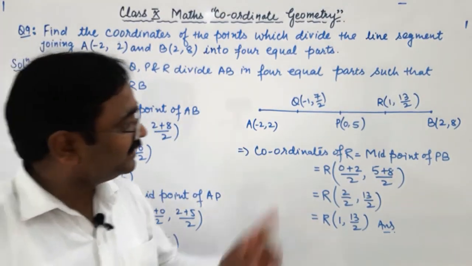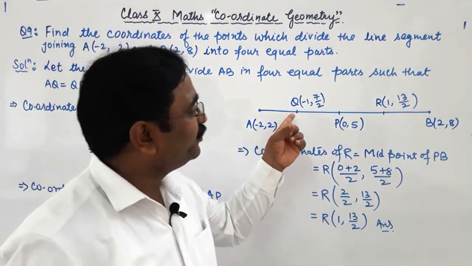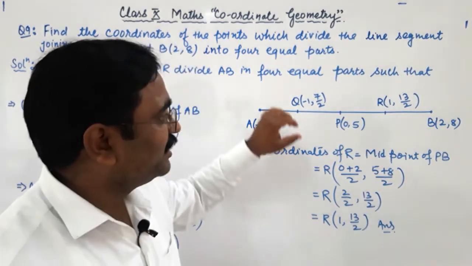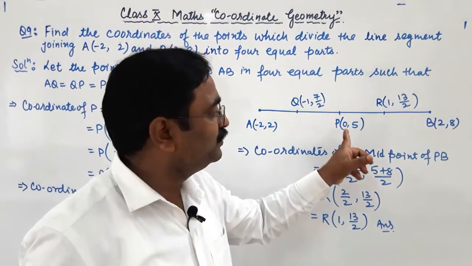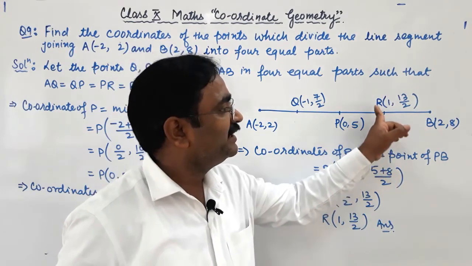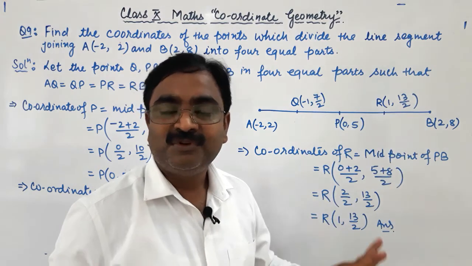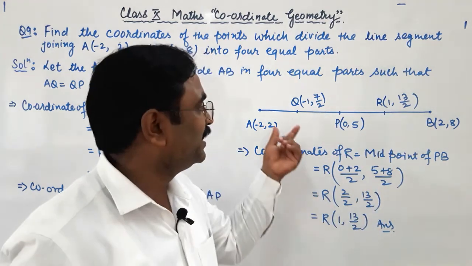Now this line segment AB is divided into 4 equal parts by the points Q, P and R, and their coordinates we also got. Q is -1, 7 by 2, P is 0, 5, R is 1, 13 upon 2. Right? This line segment is divided into 4 equal parts.